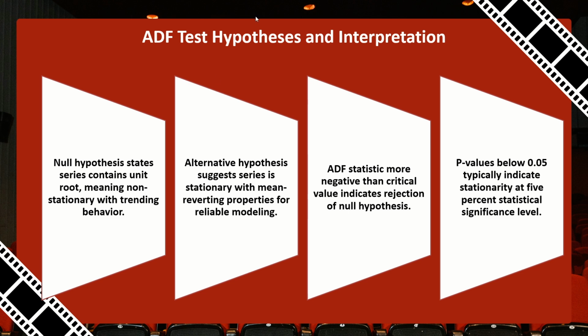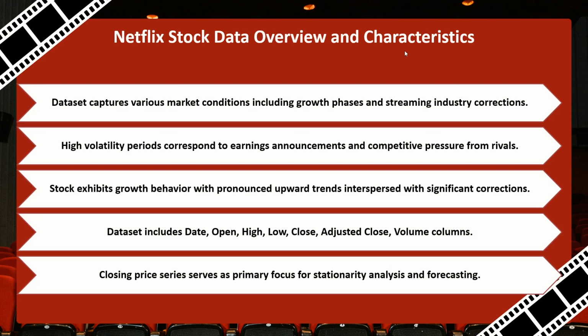Our Netflix data captures various market conditions, including growth phases and streaming industry corrections, with high volatility periods corresponding to earnings announcements and competitive pressure from rivals. The stock exhibits growth behavior with pronounced upward trends interspersed with significant corrections. The dataset includes date, open, high, low, close, adjusted close, and volume columns, with the closing price series serving as our primary focus for stationarity analysis and forecasting applications.